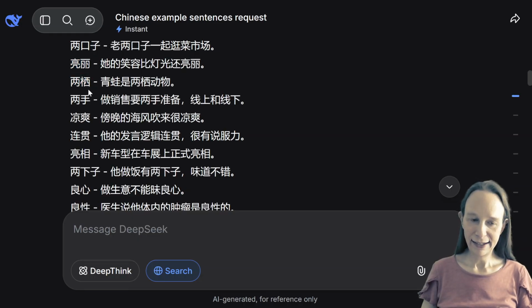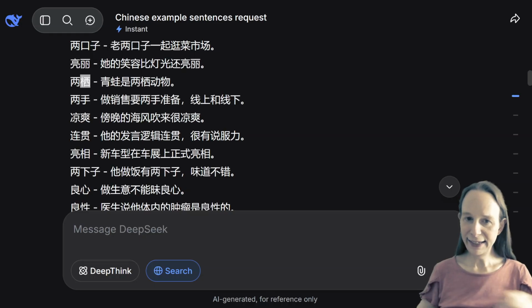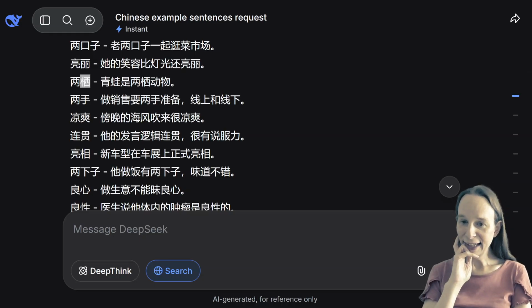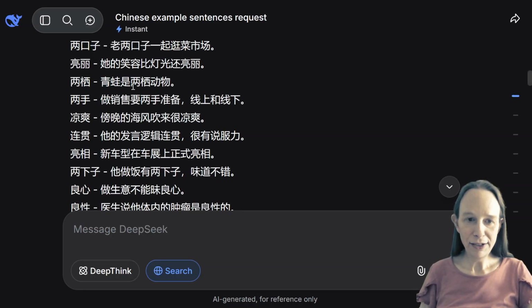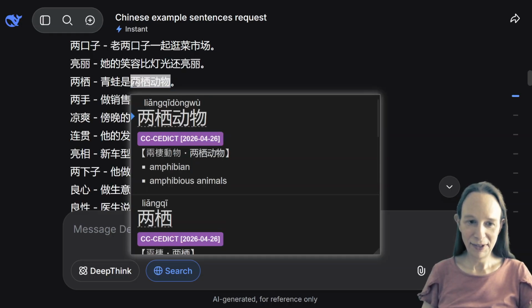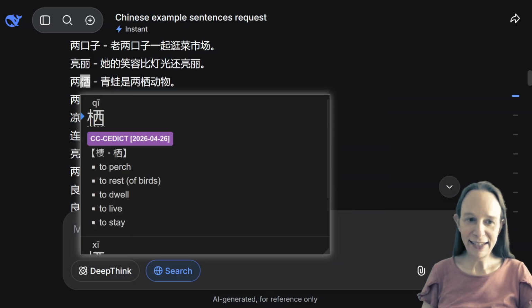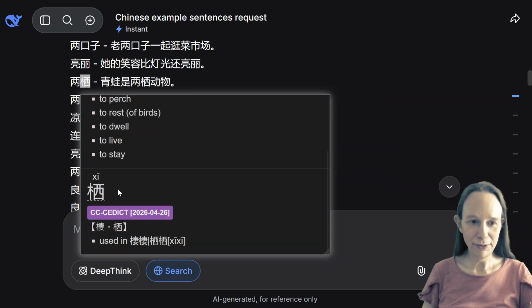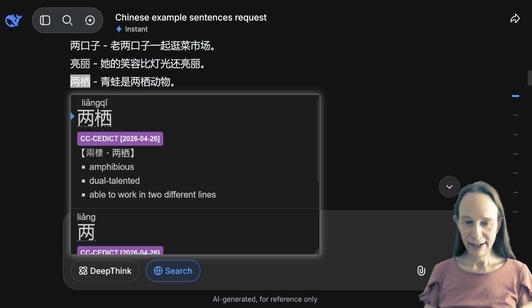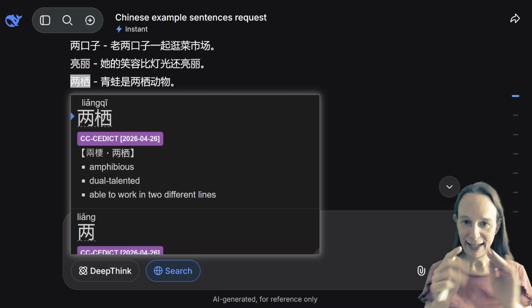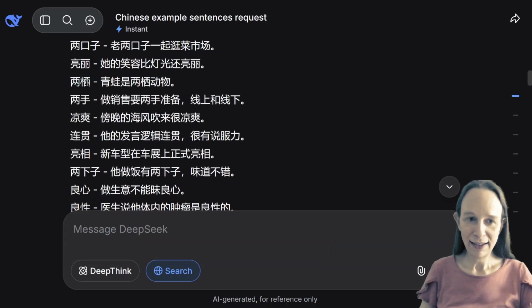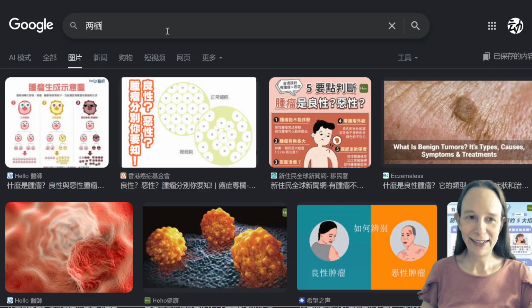梁溪, I don't know. 梁to xi. Xi represents like TCD residence or something. 青蛙是两栖动物. Oh, is this amphibian? 两栖. Oh, it's qi, not xi. Okay. Oh, it is also xi. Anyway, 两栖. Amphibious, dual talented, able to work different lines. Okay, so 两栖动物. What 两栖动物 do you know in Chinese?